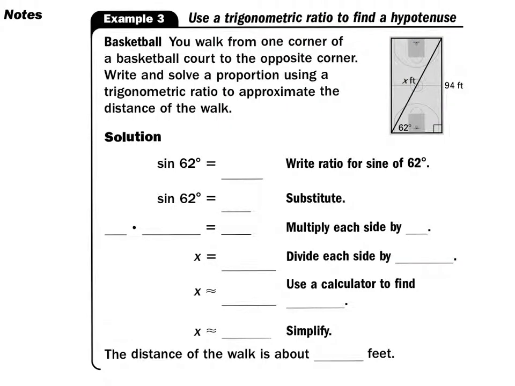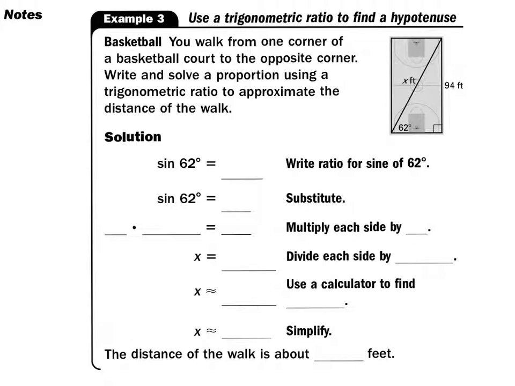Okay, example 3. Now, a lot of times students get a little bit confused about what trig is good for. And remember, it's good if we can find an unknown side length if we have an angle and one of the sides. So, here we have a basketball court, and you're walking diagonally. And they want to know how far that is. So they measure the angle, and they know that one of the side lengths is 94.